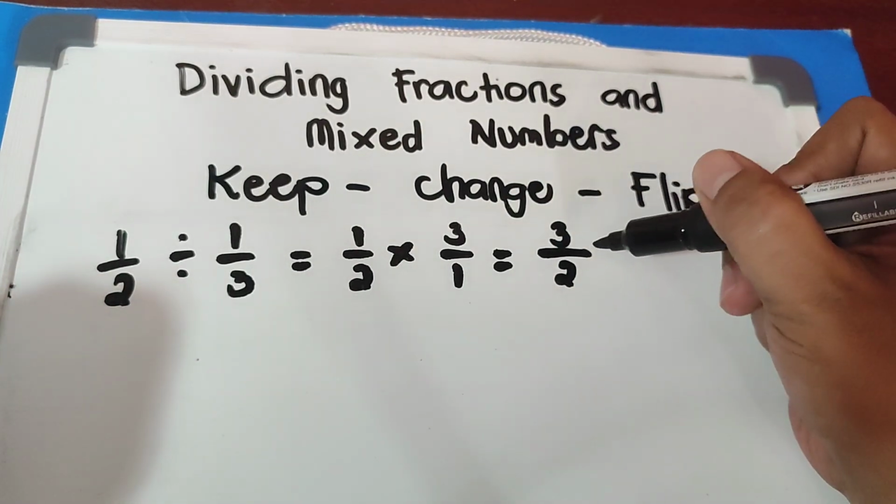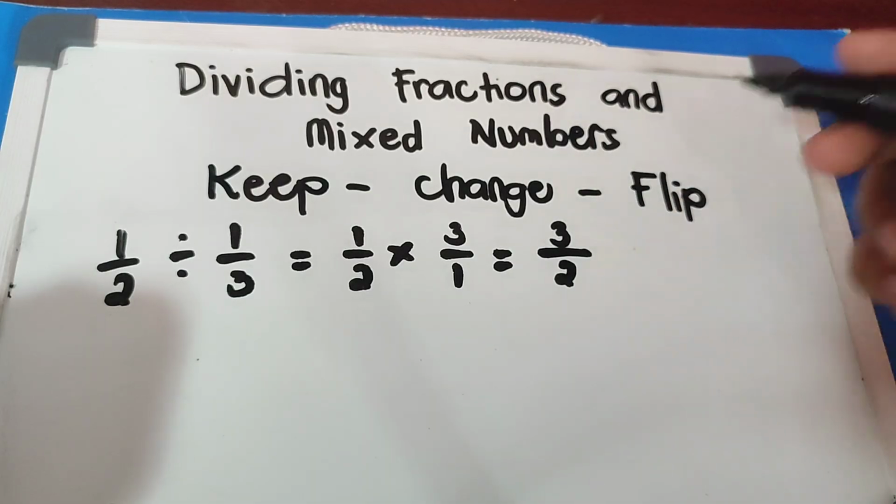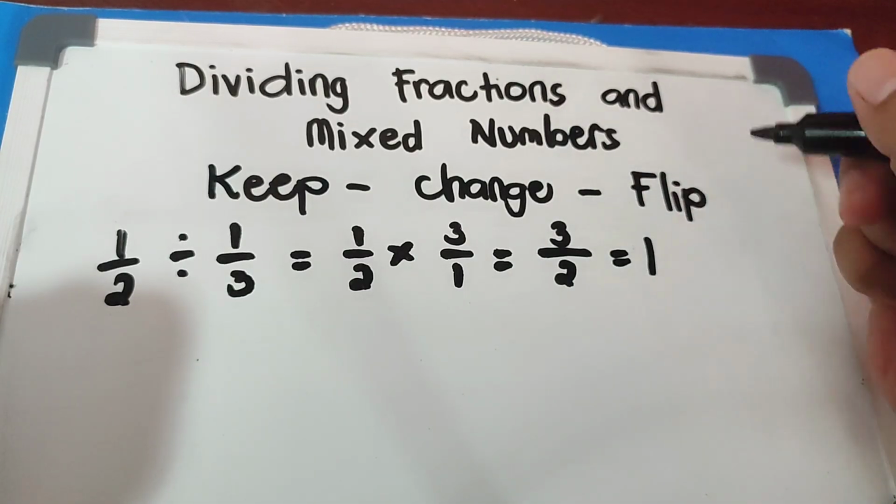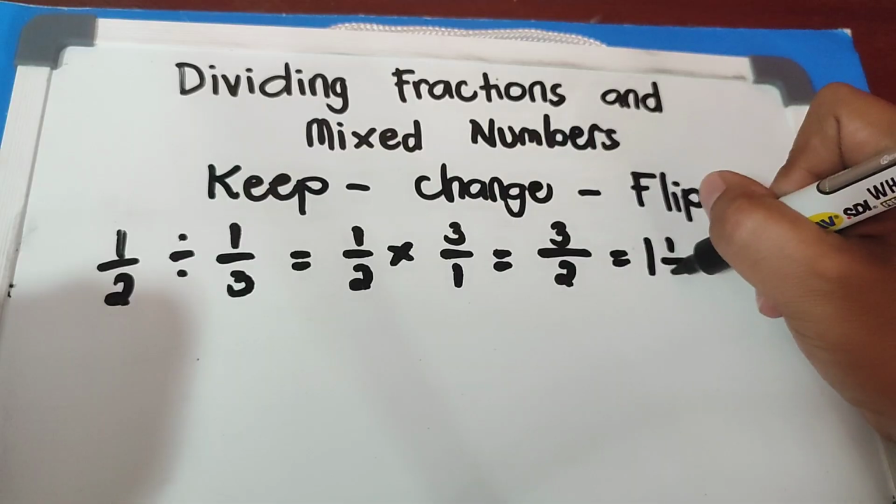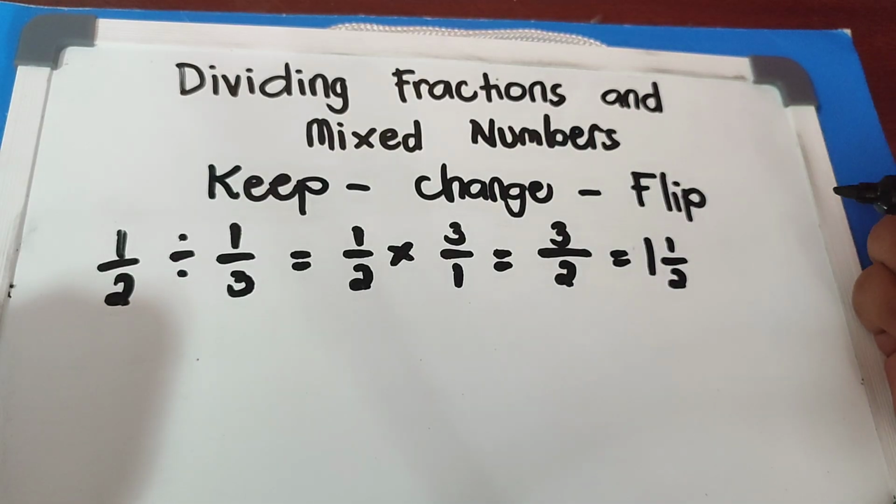Let's divide 3 by 2. 3 divided by 2 is 1 and the remainder is 1. So the final answer is 1 and 1/2.